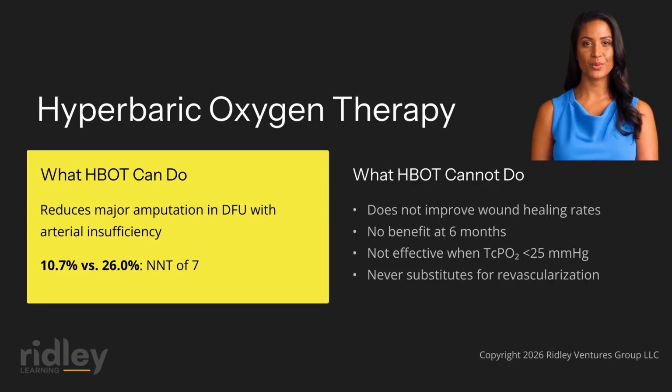A systematic review and meta-analysis of HBOT for diabetic foot ulcers with arterial insufficiency reported reduction in major amputation, 10.7% versus 26.0%, with a number needed to treat of 7 but no difference in wound healing or minor amputations. Transcutaneous oxygen pressure less than 25 millimeters of mercury indicates that healing is unlikely even with hyperbaric oxygen therapy. HBOT may be considered as an adjunctive therapy to revascularization, but should not substitute for restoration of adequate arterial perfusion.